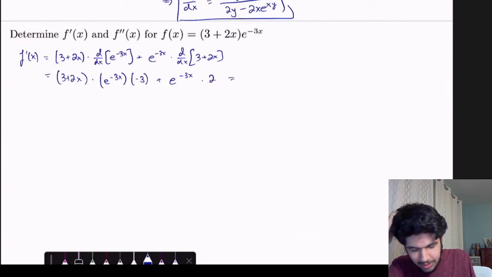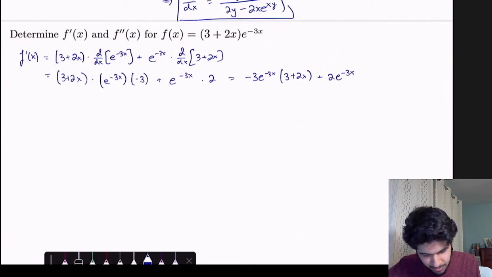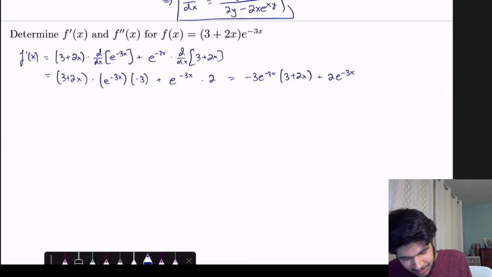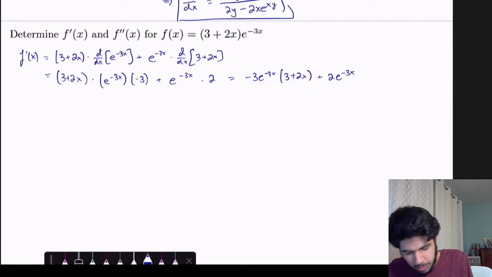So now we can combine this all together. Negative 3 e to the negative 3x times 3 plus 2x plus 2e to the negative 3x. And that would be our first derivative. We can actually make this a little bit simpler, and we should, because we're trying to find the second derivative as well. So dealing with that isn't very fun. So sometimes it's nice to distribute this and see what we get.